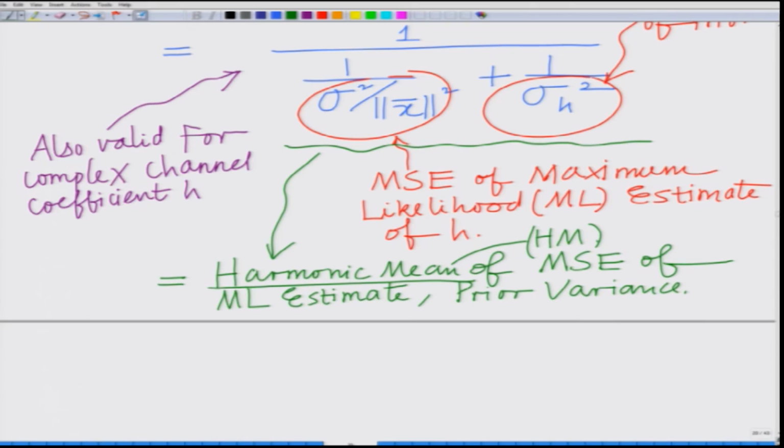And remember, this is also valid for a complex channel coefficient H, except that instead of H hat minus H whole square, you have to look at the magnitude of H hat minus H whole square. Of course this is valid for a real coefficient H also; you simply look at the expected value of magnitude H hat minus H whole square. And what we have seen is that the net variance is the harmonic mean of the variances of the ML estimate and of the prior variance.